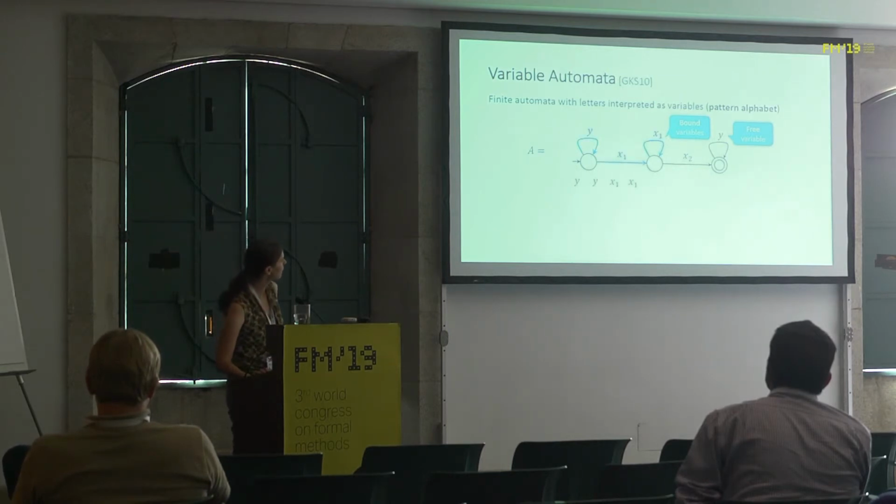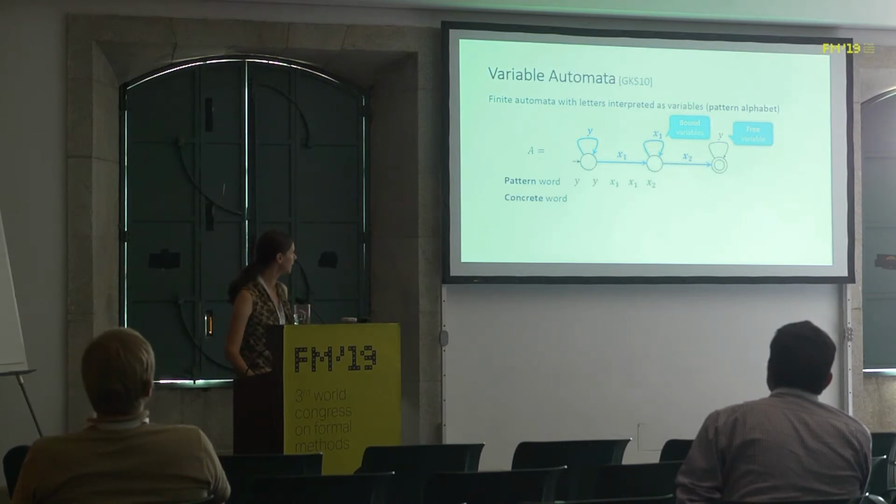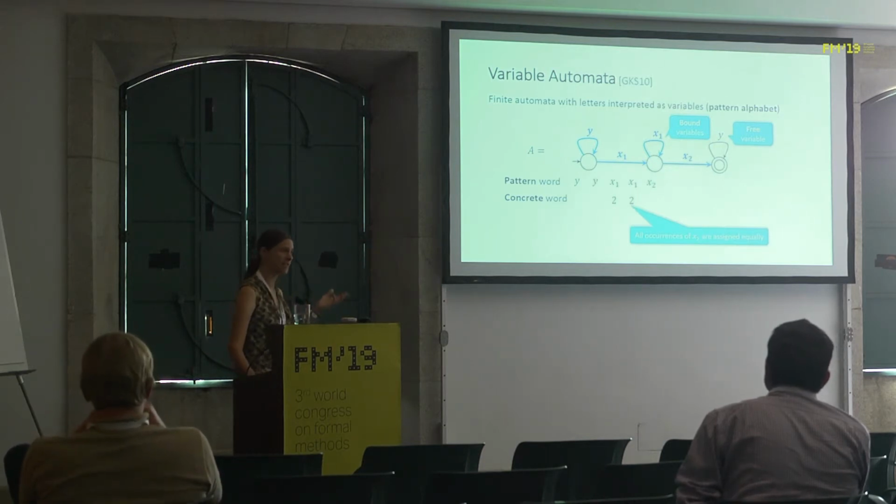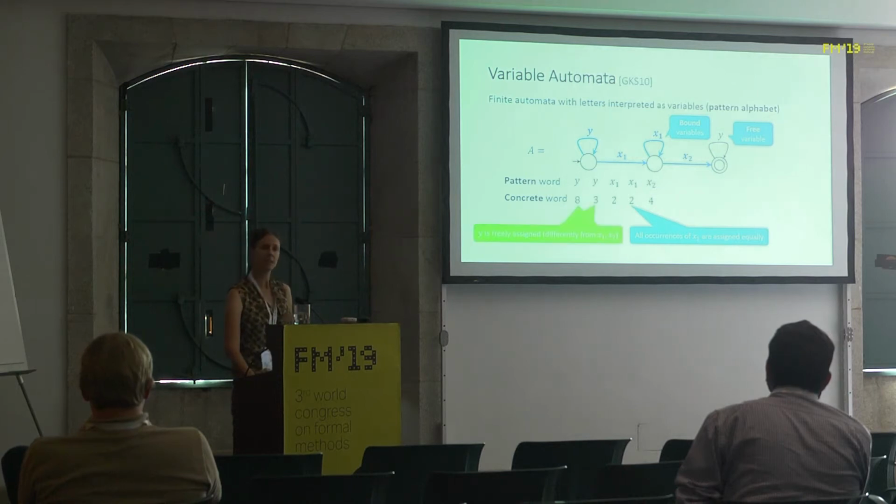So let's say we run on this word. Okay, so this word we call a pattern word because it only consists of the variables. And the concrete words that we get from this automaton is by assigning values to the variables. So the rules are that every concrete word consists of a pattern word in which all bound variables are assigned the same value. So in this case, x1 is assigned 2, and x2 is assigned 4. And the y variables are freely assigned. So in this case, it can be 8 and 3, and they all have to be different from each other. So every assignment to y has to be different from the x variables, and they have to be different from each other. And essentially, if you know a little bit about register automata, it's a sort of a fraction of register automata with limited rules.